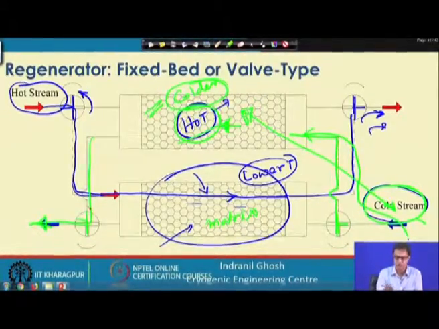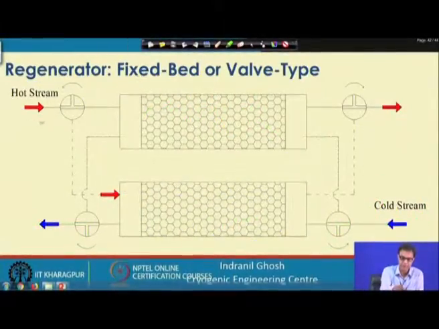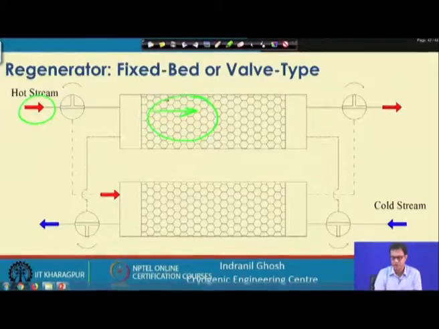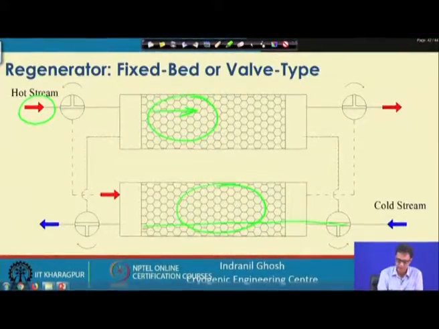We will now switch the valves to their original position. Now this hot stream will again keep on flowing through this bed, because this has become sufficiently colder, and the other bed has been sufficiently hot. So, the cold stream will follow the usual path, and the hot stream will be flowing through this usual path.